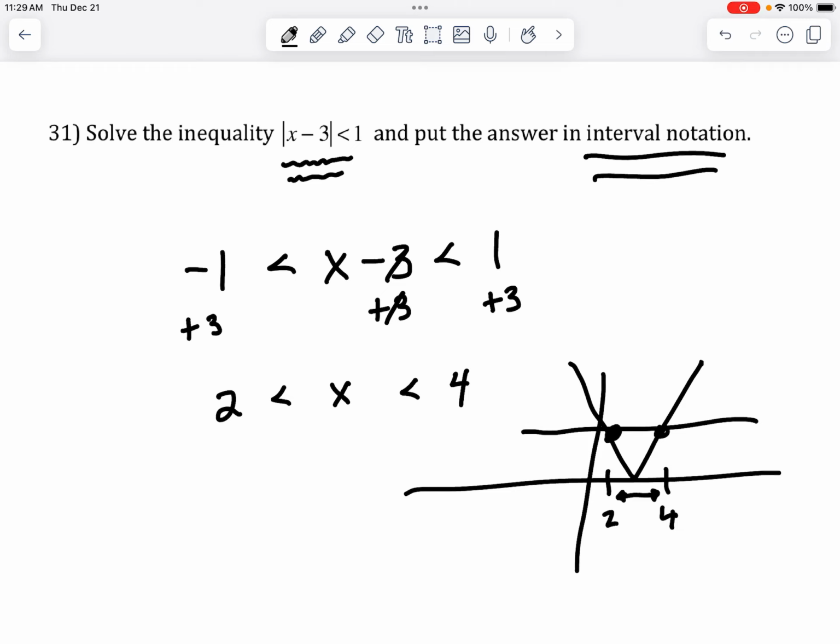And then finally, put your answer in interval notation. So because this does not have an equals, then use the round parenthesis. So from 2 to 4 in parentheses, there's my final answer.